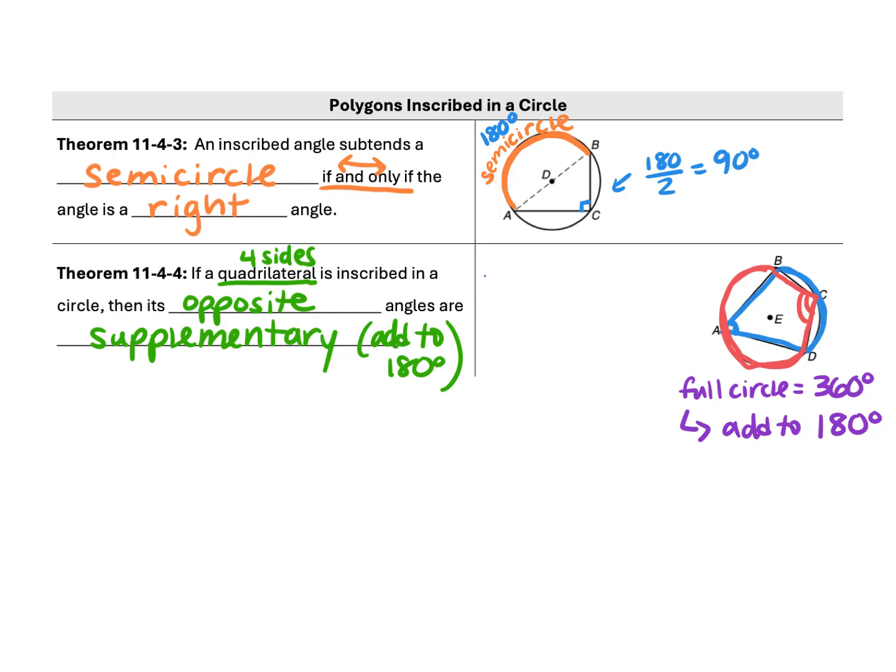And if we could fill in just a little note over here in our quadrilateral, both pairs of opposite angles are supplementary, meaning the measure of angle A plus the measure of angle C is equal to 180 degrees. And also the other set of opposite angles, the measure of angle B plus the measure of angle D, is also 180 degrees.